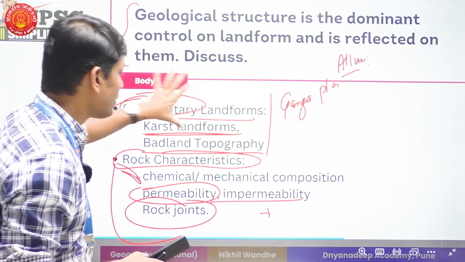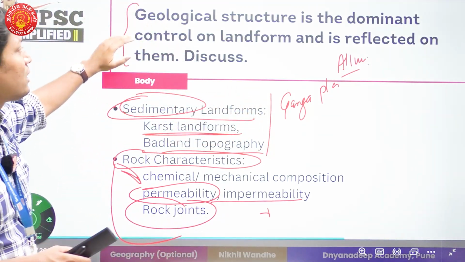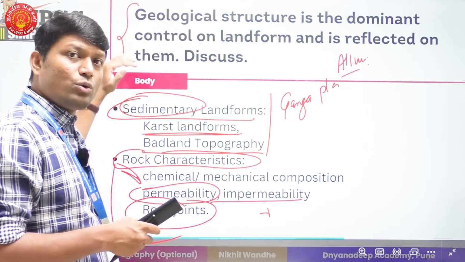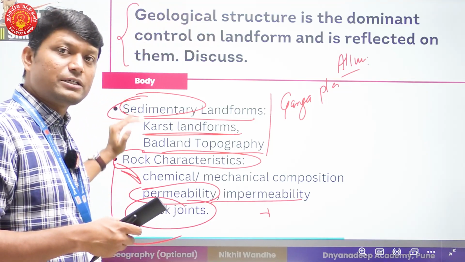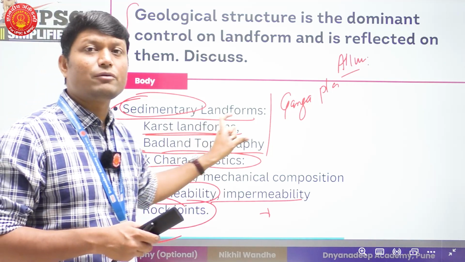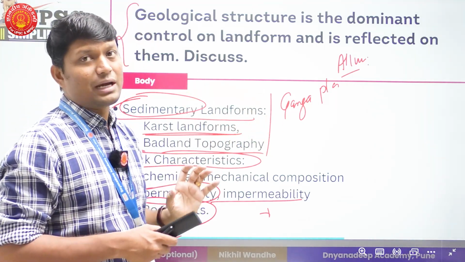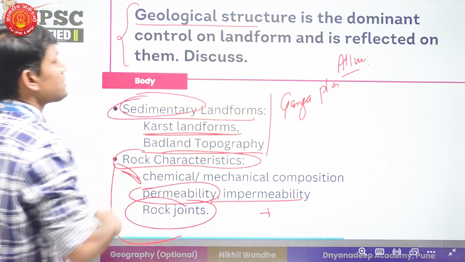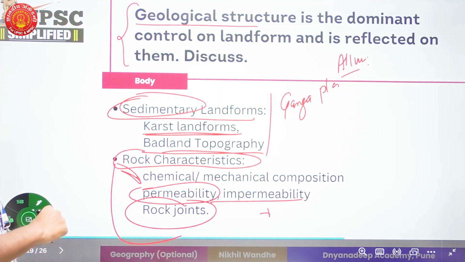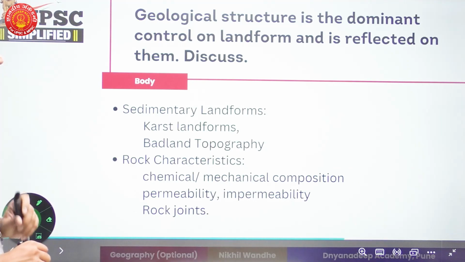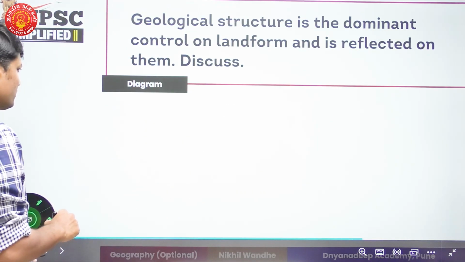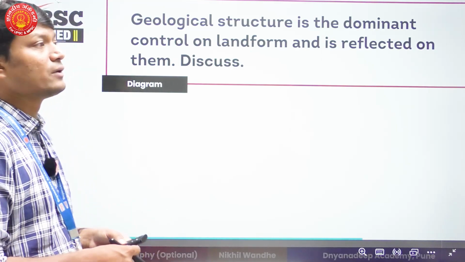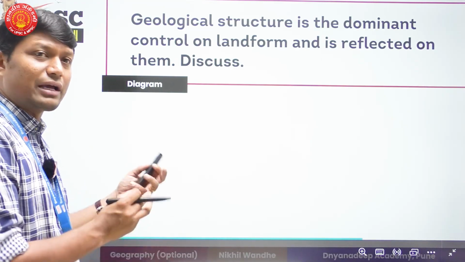So that was about the body part. You just had to give the lithological structure, right? And you have to mention the different parameters, different conditions under which different type of landforms are going to form, and that will address the demand of the question where geological structure is the dominant control on landform formation has been asked. Now to conclude, you can here draw diagram of different types of landforms that will again add to your answer.